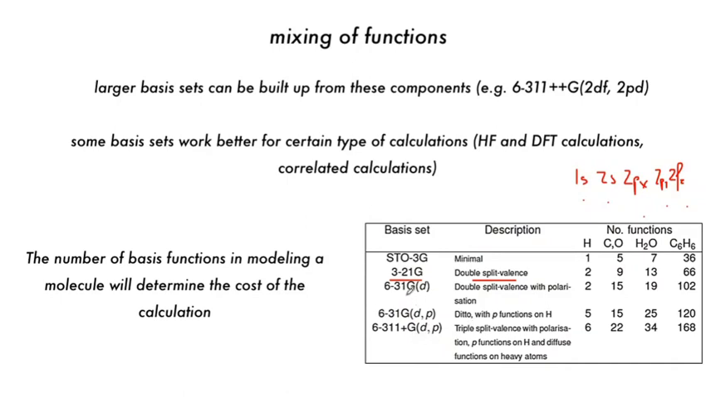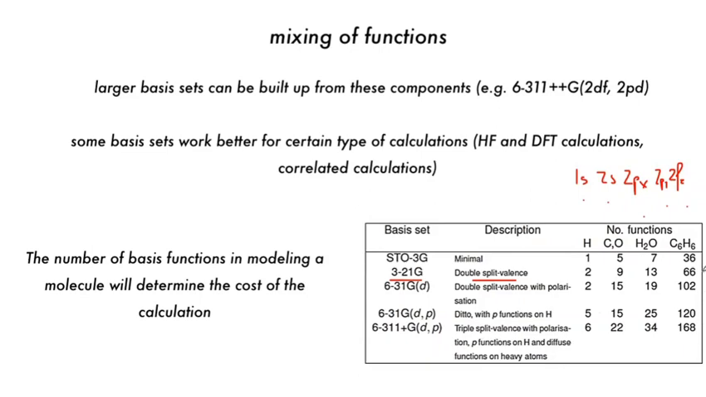So 6-31G(d), so double split valence with polarization. 6-31G(d,p), so has the same, but now has p functions on the hydrogen. So now we have the 2s and 2p. Now we have this one, 6-311+G(d,p), so triple split valence with polarization, p functions on hydrogen and diffuse functions on heavy atoms.